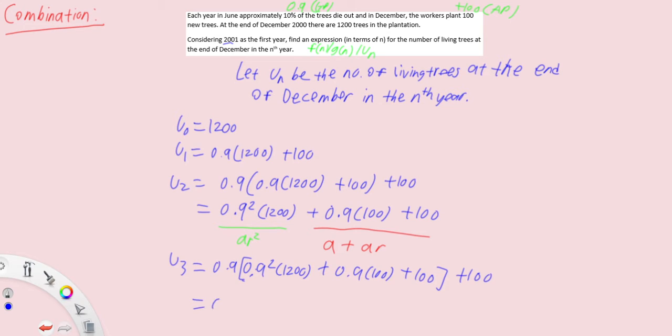You notice that you'll get 0.9 cube of 1,200, and then you get a summation of a geometric progression, right? Because you get 0.9 square times 100 plus 0.9 times 100 plus another 100. Okay, so you notice that on the left, it's basically a geometric progression where it's the term itself, and on the right, it's basically the sum of another geometric progression.